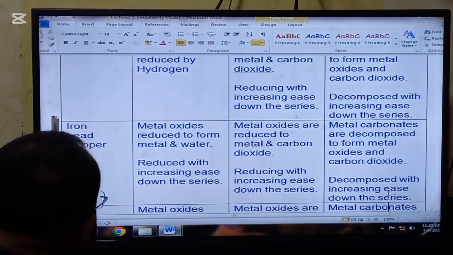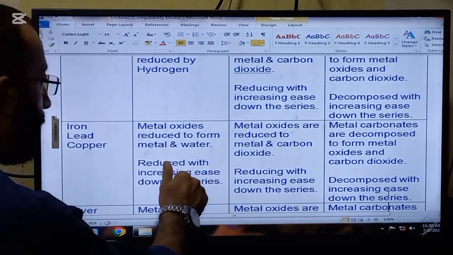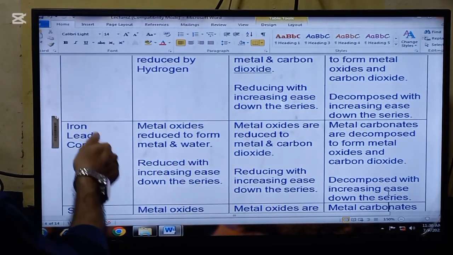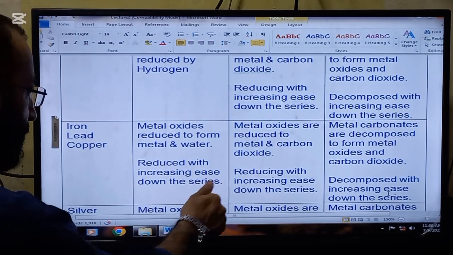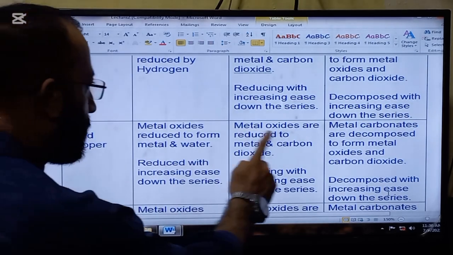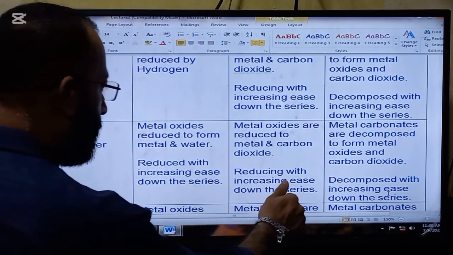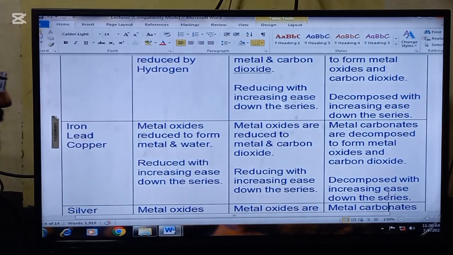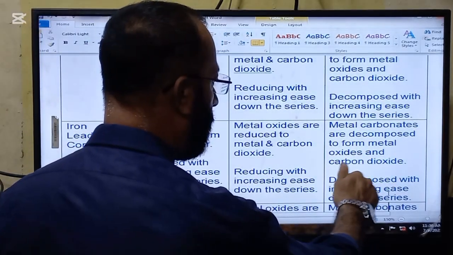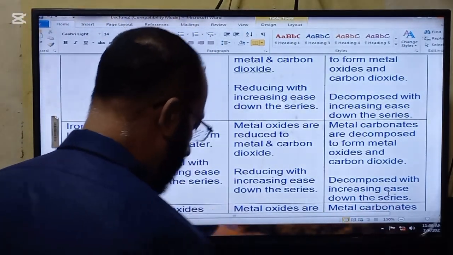Next, we are going to read iron, lead, and copper. Metal oxides are reduced to form metal and water. So look now, they are going to be reduced at this stage, reduced with increasing ease down this series. These metal oxides are reduced to metal and carbon dioxide, reducing with increasing ease down this series. And these metal carbonates are decomposed to form metal oxide and carbon dioxide, decomposed with increasing ease down this series.